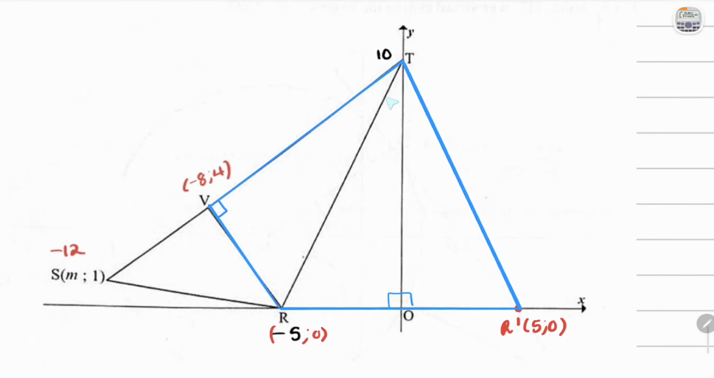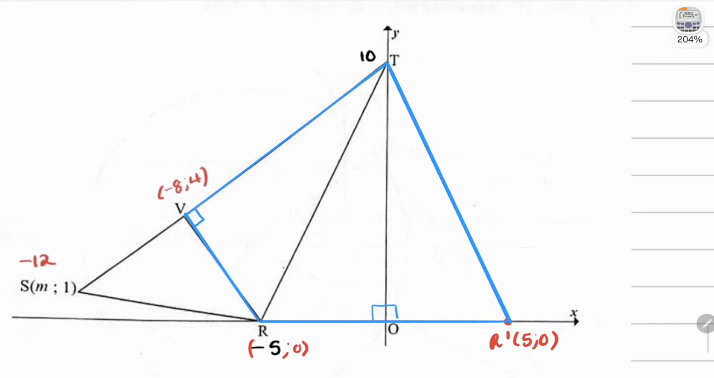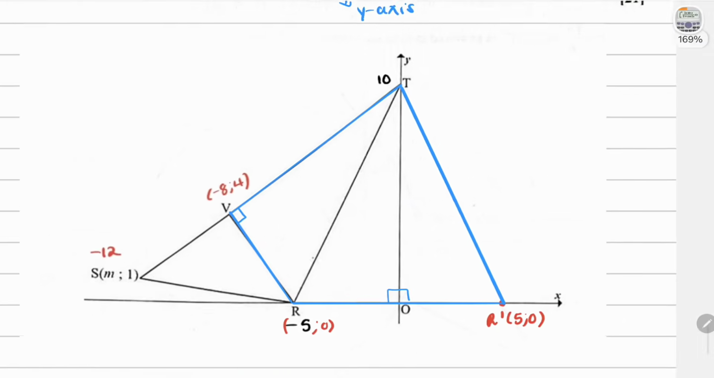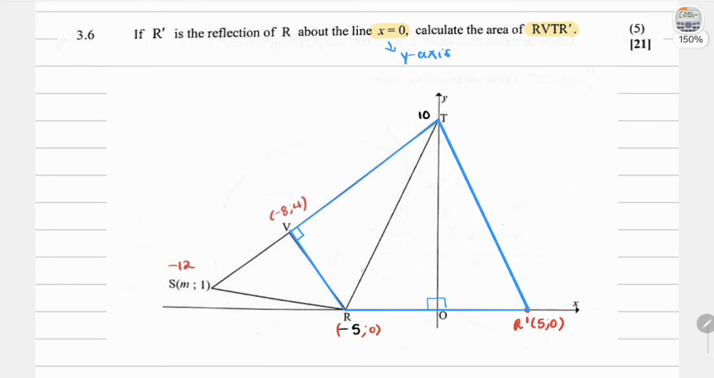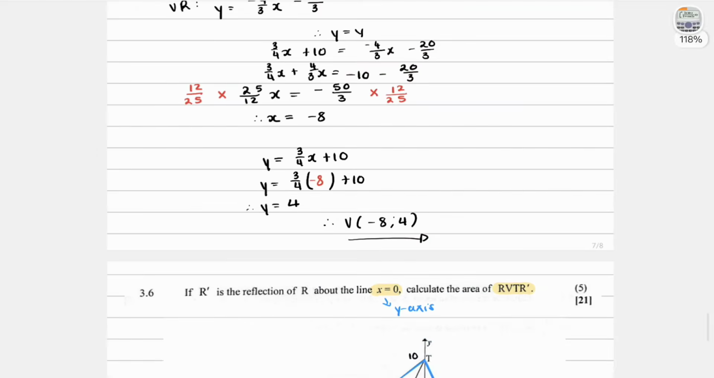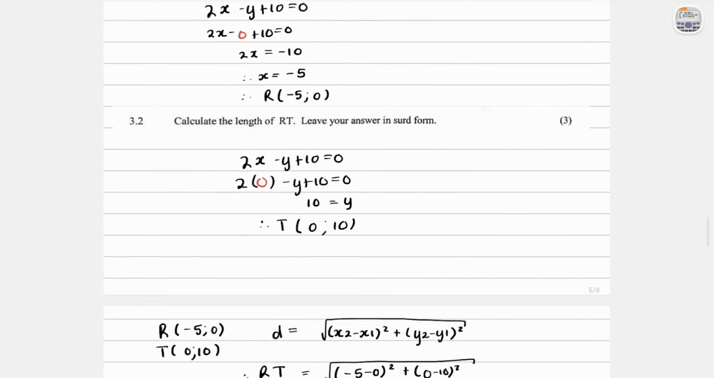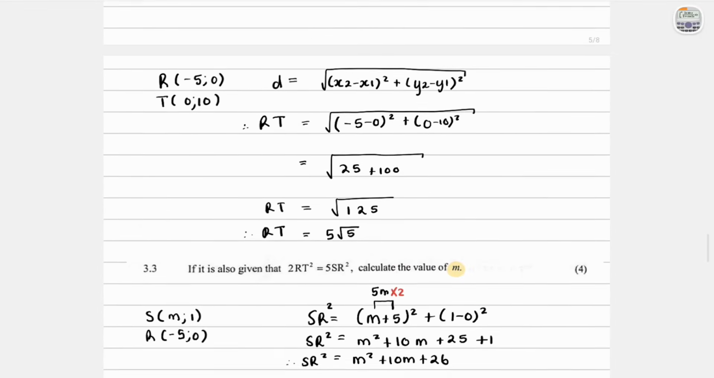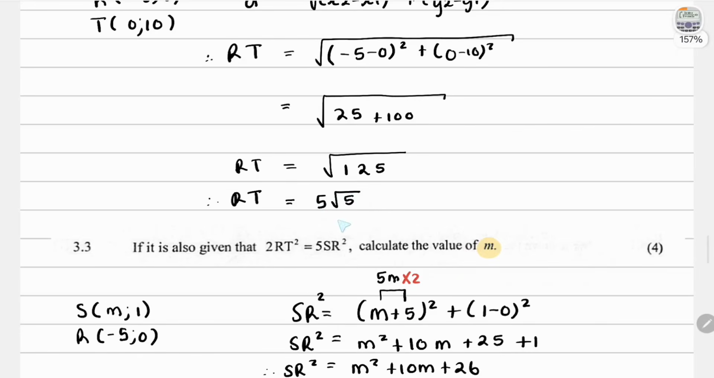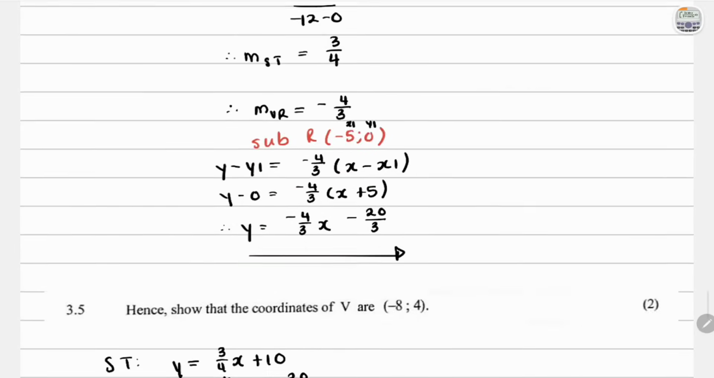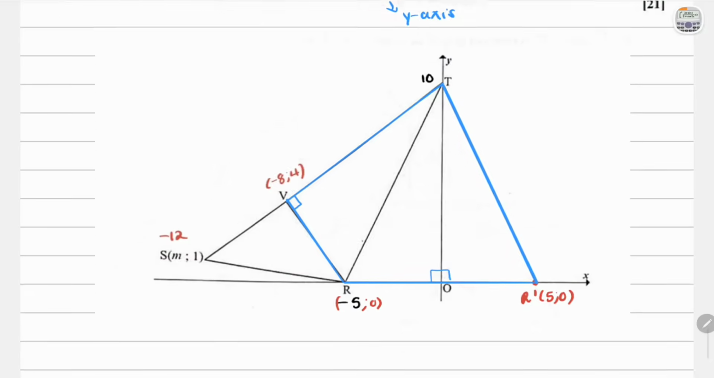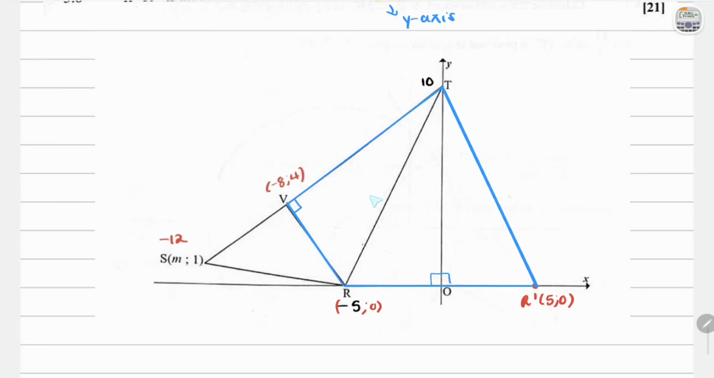We also can see that these two are sharing a length. I'm just trying to see the similarities here, and there are also some lengths that we know. So let's put down the lengths that we know. The second question was to find the length of RT, which is 5 root 5. So we already have RT, which is 5 root 5.